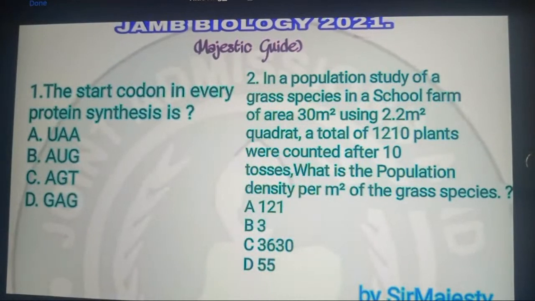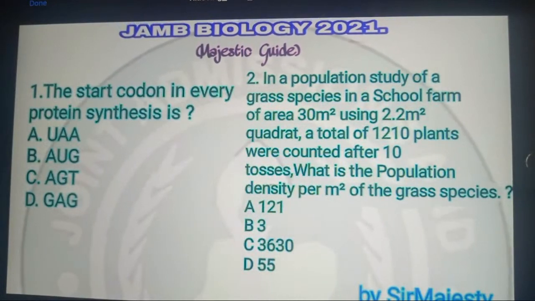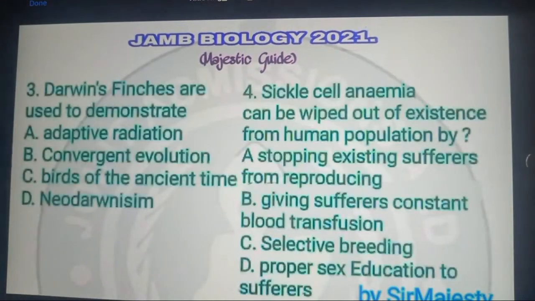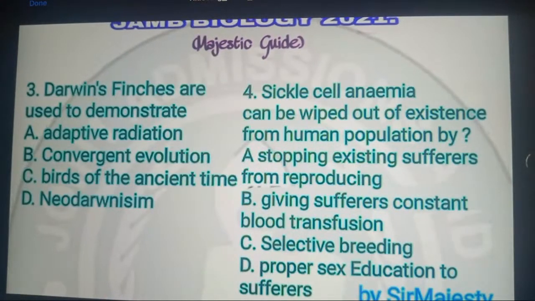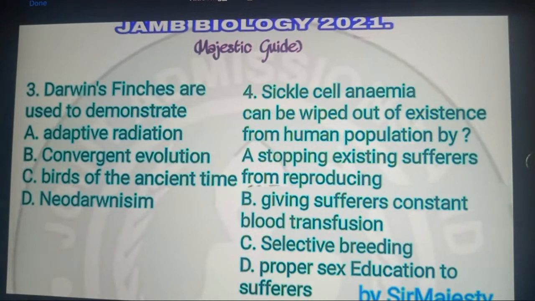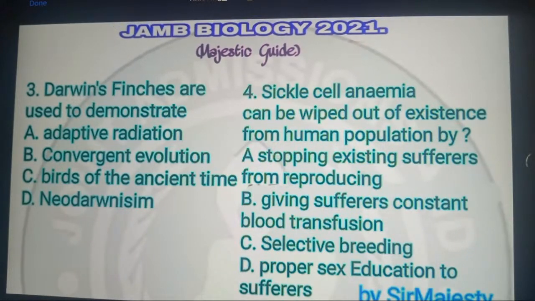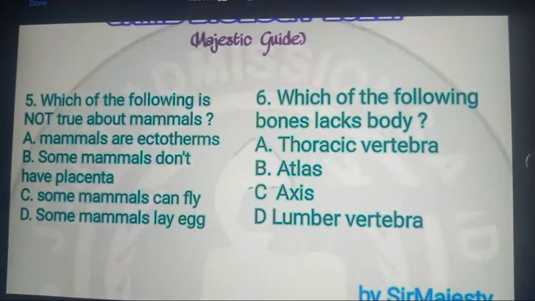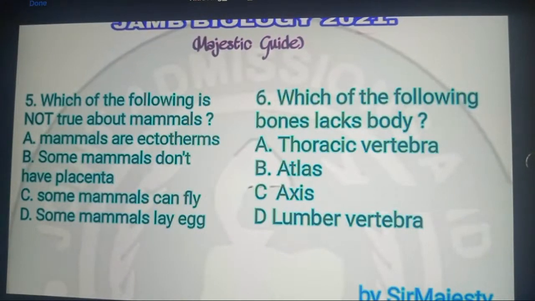We say that the answer to this question is B. That's number 1 is B. Number 2 is B, 55. The number 3 is A, adaptive radiation. The number 4 is selective breeding. The number 5 we said is A, mammals are ectotherms.